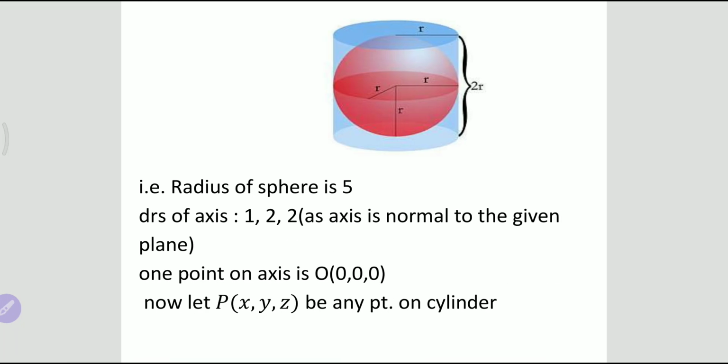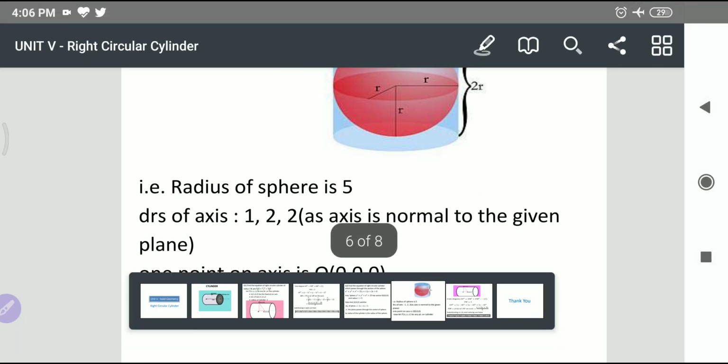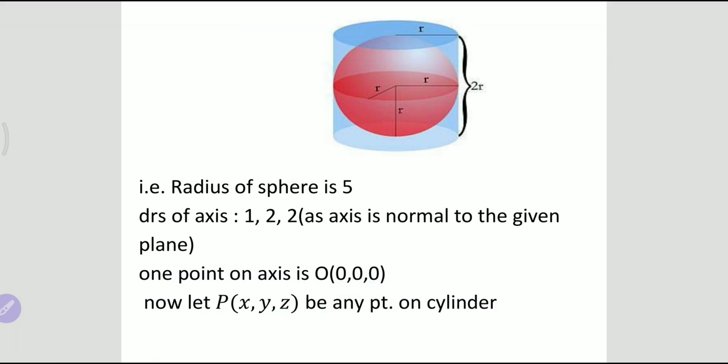If you look at that diagram, the red part that you can observe is nothing but the sphere, and the darkened part in the middle is where we are cutting the sphere by a plane. So the center of the sphere and the center of the circle are the same, so the radius will be the same. The radius of the sphere is 5.